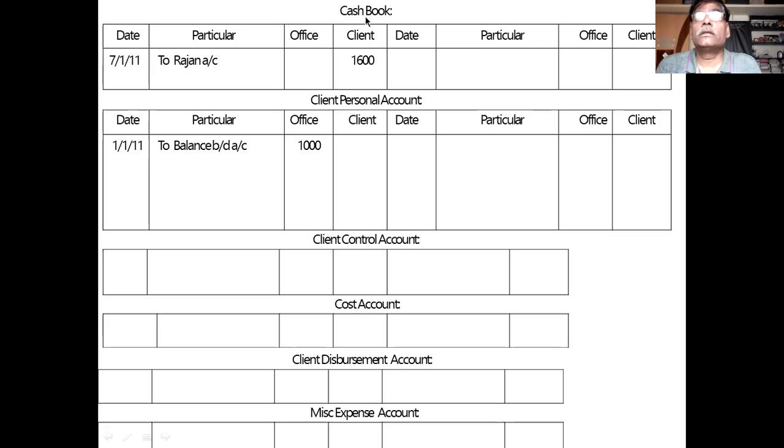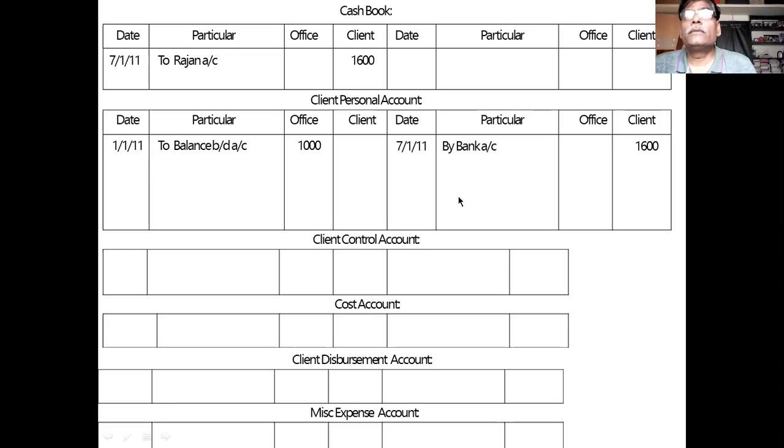And if it is received in the cash column, then you take it in the concerned account, the personal account of Rajan, on the credit side of the Rajan account, by bank 1600. Okay, 1600. Clear? Then next, 1600 is completed.